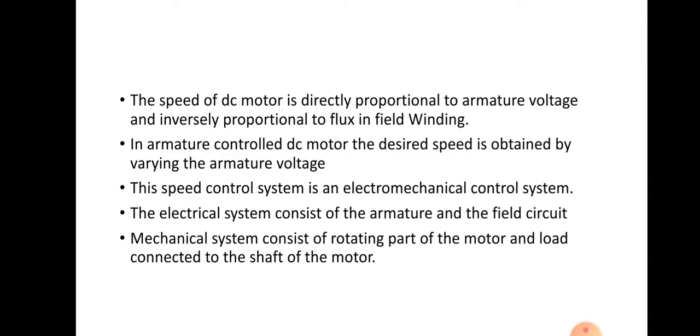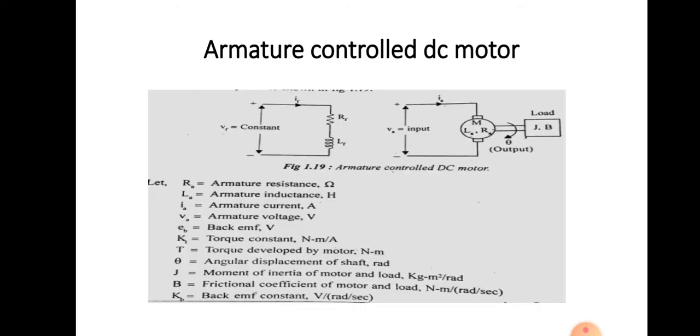Since it is an electromechanical control system, it has an electrical part and a mechanical part. The electrical part consists of an armature and a field circuit. But for analysis purposes, only the armature circuit is considered, because the field circuit is excited by a constant voltage. The mechanical system consists of the rotating part of the motor and a load connected to the shaft of the motor. The figure shows the armature controlled DC motor diagram.